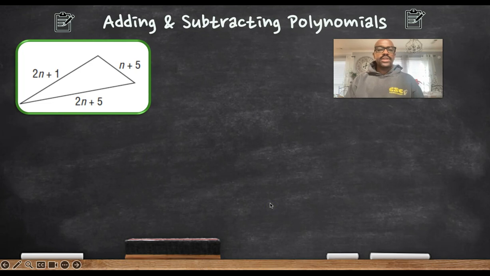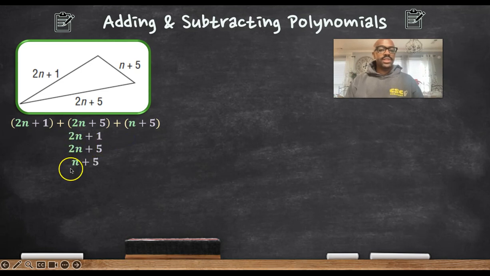All right, so now what if you're looking at it in context? If I want to find the perimeter of a figure, you're going to add up all the sides. So you would add up 2n plus 1, 2n plus 5, plus n plus 5. Add up all three of those sides. Same thing, let's stack them. So now I have 2n plus 2n plus 1n, and 2 plus 2 plus 1 is 5. So I get 5n, and then 1 plus 5 is 6, plus 5 is 11. And that's your final result.